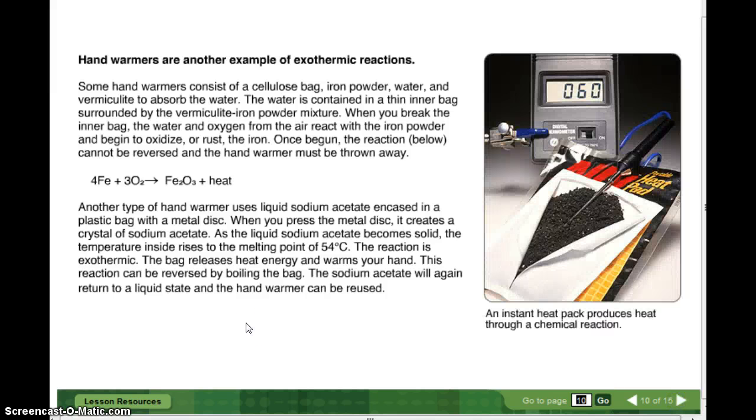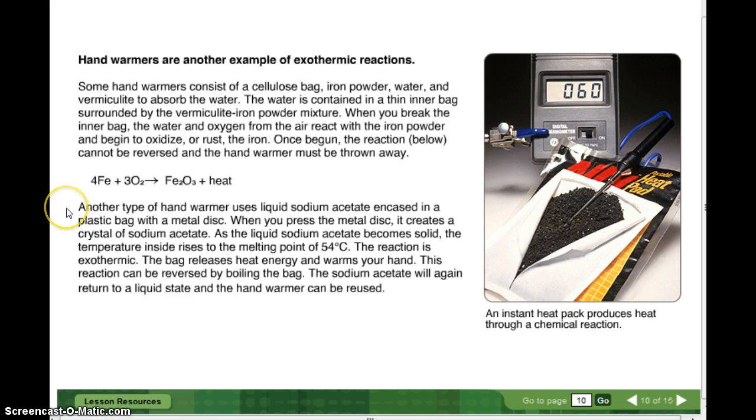Hand warmers are another example of an exothermic reaction. Some hand warmers consist of a cellulose bag, iron powder, water, and vermiculite to absorb the water. The water is contained in a thin inner bag surrounded by the vermiculite-iron powder mixture. When you break the inner bag, the water and oxygen from the air react with the iron powder and begin to oxidize, or rust, the iron. Once begun, the reaction cannot be reversed and the hand warmer must be thrown away. So that's why it's only used once, because it converts the iron and the oxygen into rust and heat.